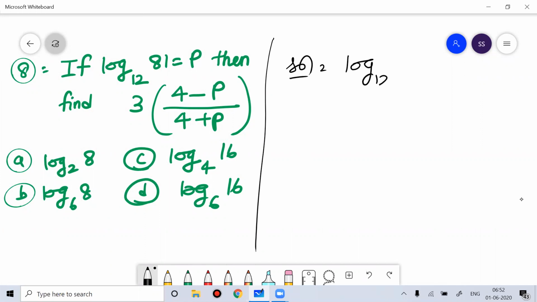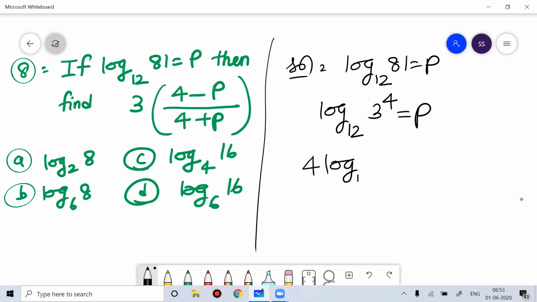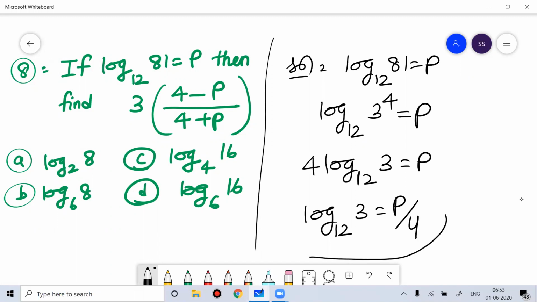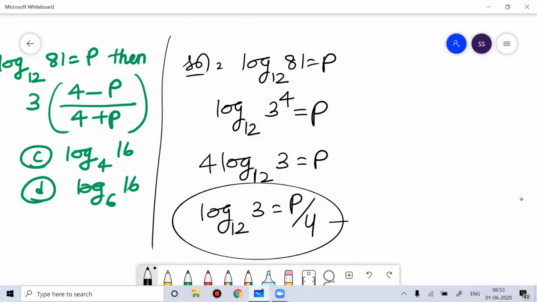So log base 12 of 81 is equal to p. I can write 81 as 3 to the power 4. So log base 12 of 3 to the power 4 is equal to p. I can write 4 log base 12 of 3 is equal to p, so log base 12 of 3 is equal to p by 4. Then you can keep this in your mind.